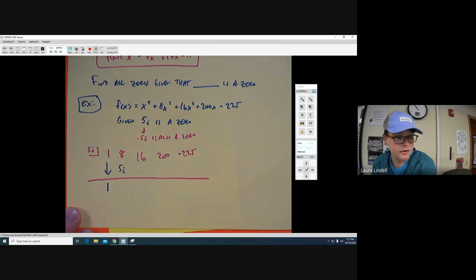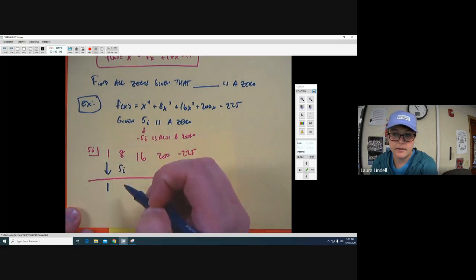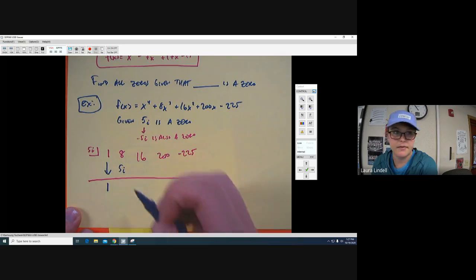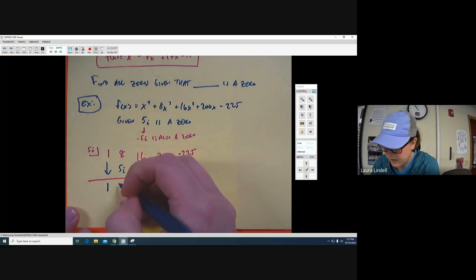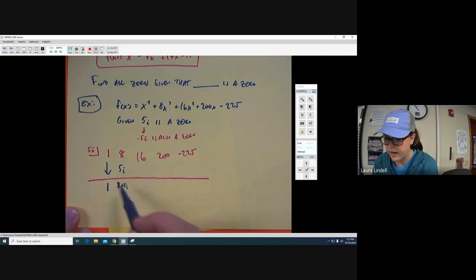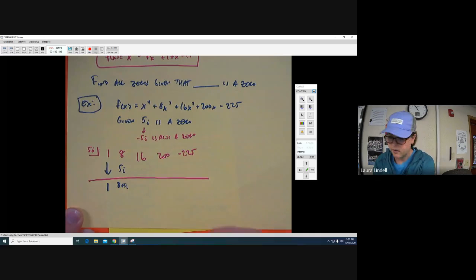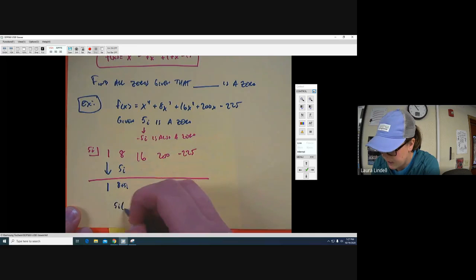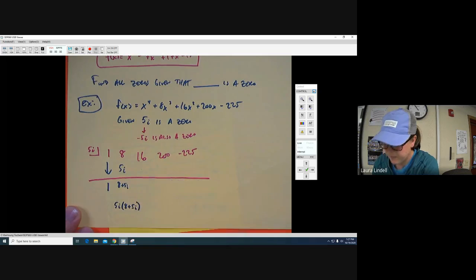Here's the part that gets difficult. When I go to add these, I cannot add them because they are not like terms. I can't add 8 plus 5i and get anything that's like one single meaningful number. So instead, I just have to write 8 plus 5i. So then, when I go to multiply by this 5i here, I have to do some distributing. So I have to go 5i times 8 plus 5i. So down here, I'm just going to do some work that allows me to continue on up here.